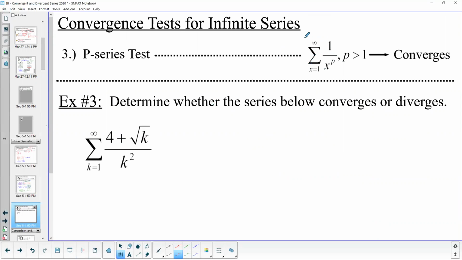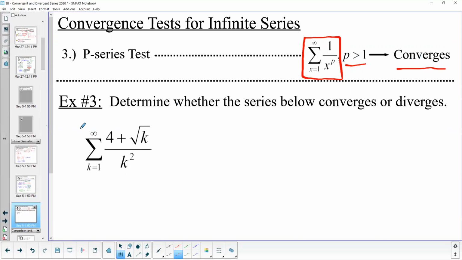And so using that same idea, we're now going to use something called the p-series test, which essentially works the same way. It says if you have a series in the form the sum from k equals 1 to infinity of 1 over k to the p, as long as p is greater than 1, then our series converges. Now, what does it converge to? We'll address that at a different time.